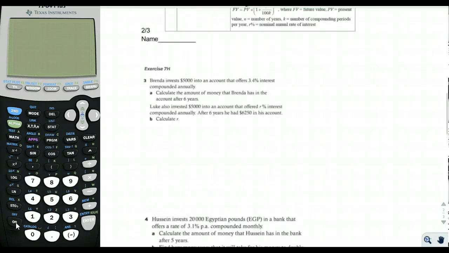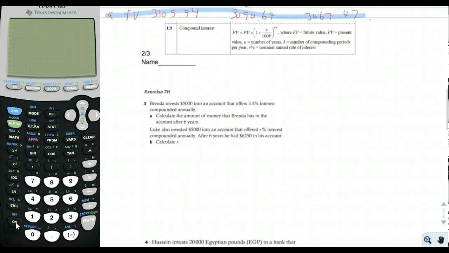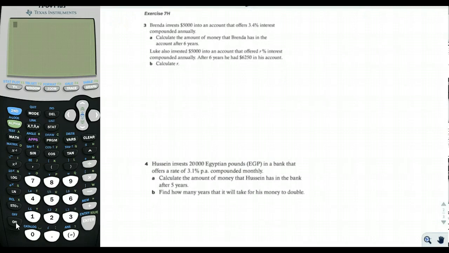Okay, page 2 of compound interest. Number 3, Brenda invests $5,000 into an account that offers 3.4% interest compounded annually. So the interest, which would be R or I, is 3.4%. Compounded annually, that means K is equal to 1. 5,000 invested, which would be PV equals, I'm sorry, 5,000.